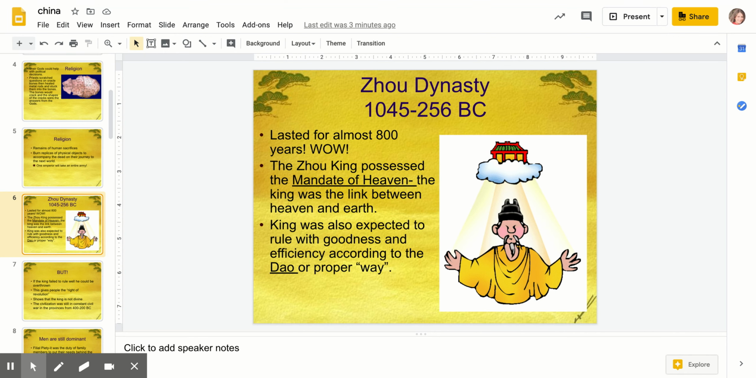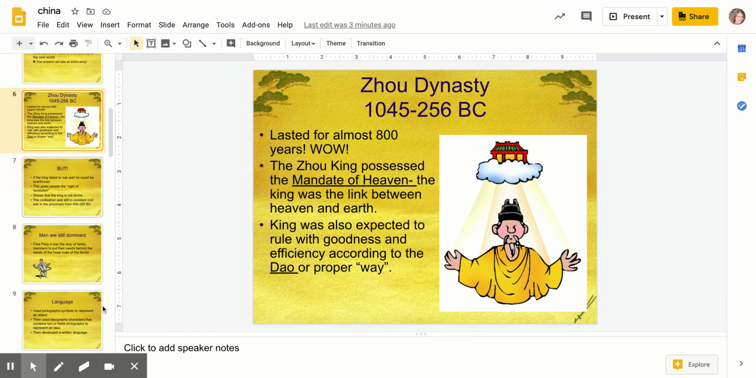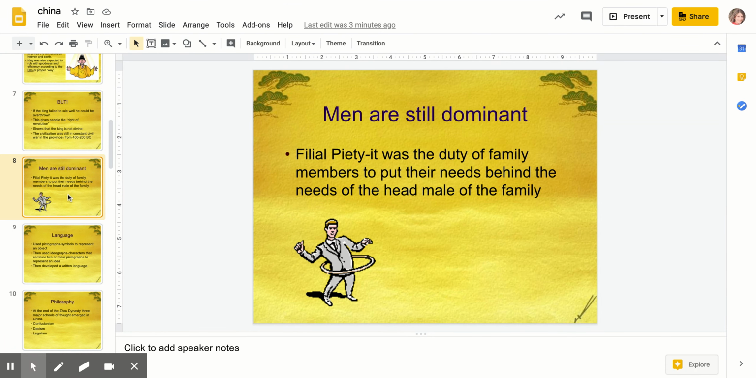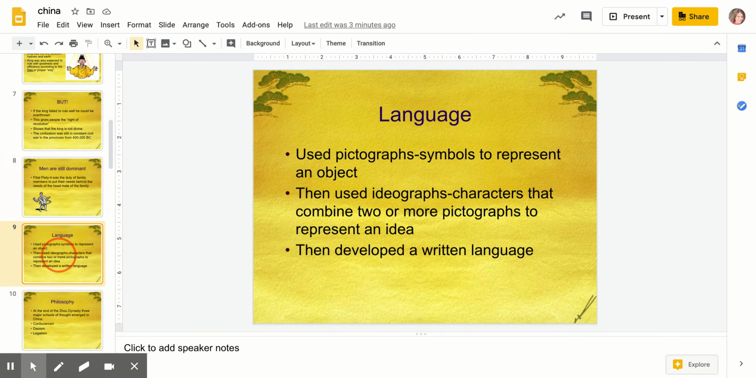They stayed in power, the Zhou dynasty, because they really pushed a concept called the mandate of heaven. They made the people believe that the ruler was the link between heaven and earth, and because they were such religious people, they didn't want to overthrow the ruler. The other thing to know about this time period is that filial piety is introduced. Filial piety is the concept that male members of the family are the most important. The oldest male is the head of the family, and everyone else's needs have to come behind that man's. So it was a very patriarchal society, meaning male dominant.